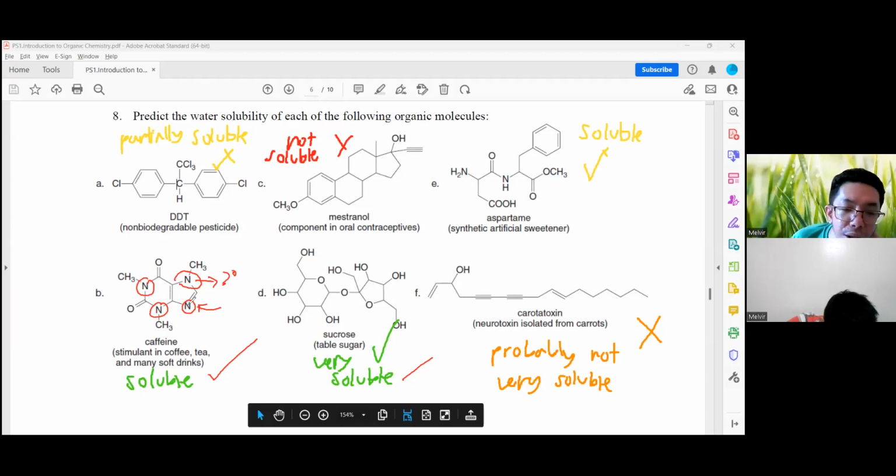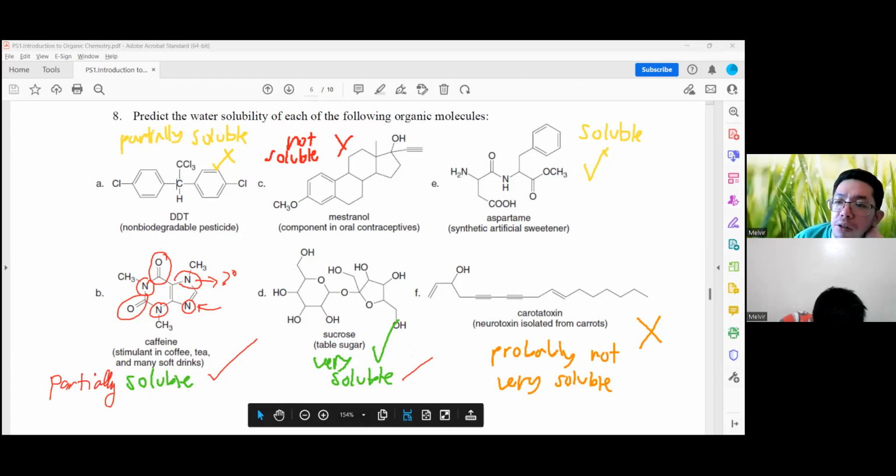Pero, if you will notice, marami ka pa ring nitrogen, oxygen. These are still polar sites, no? In fact, yung caffeine, virtually soluble siya sa tubig. So, tama naman yan. Pero we can say din na partially soluble. Medyo okay naman yung solubility niya, pero compared to let's say sugar, it's more soluble compared to your caffeine.